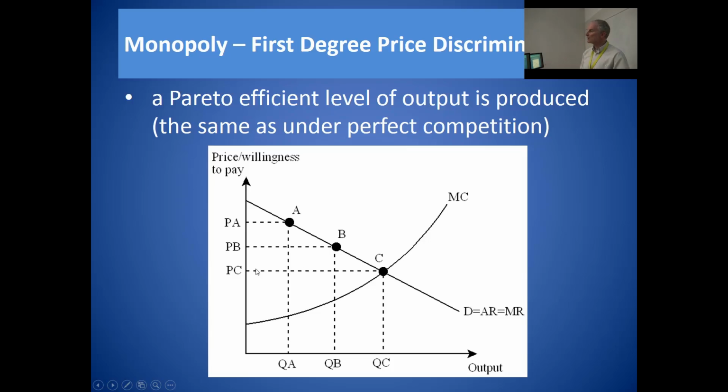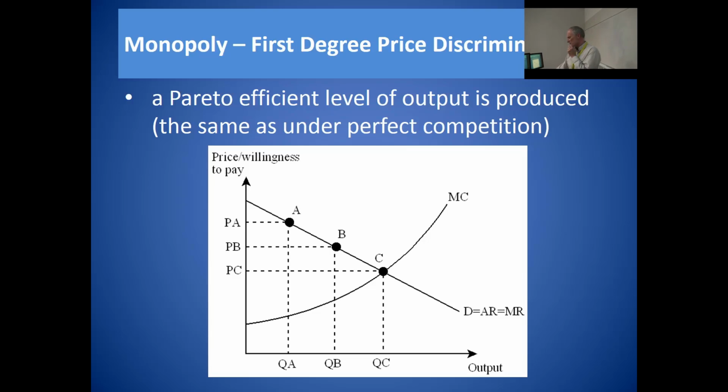But the perfectly price discriminating monopolist doesn't do that in quite the same sense. It does produce all of those units up until QC, but it doesn't sell them for a price of PC. It's only the very, very last unit that sells for that price. All other units are sold for the maximum price possible.